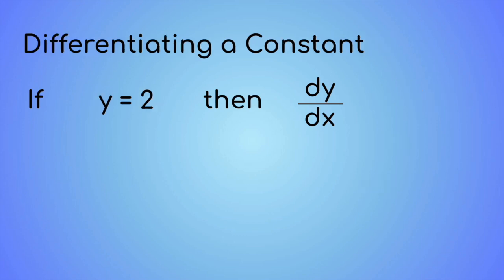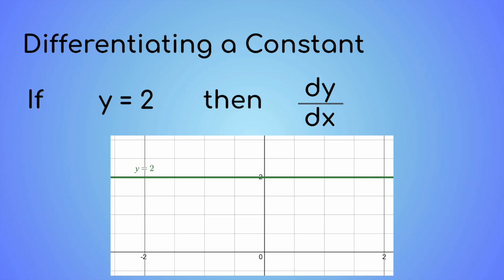And the other rule we talked about is, what are we going to do if we differentiate a constant? What we mean by a constant is a term that doesn't have an x in it, like y equals 2 or y equals 7 or y equals minus 3. Now, if you think of this from a graphical perspective, y equals 2 is a horizontal line at y equals 2. What's the gradient of that line? A horizontal line has always got a gradient of 0.